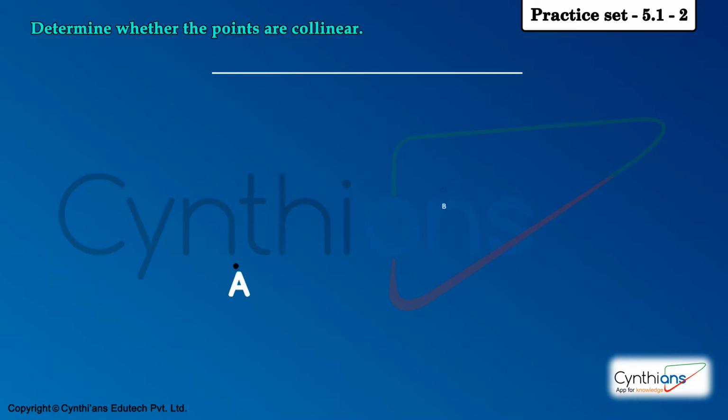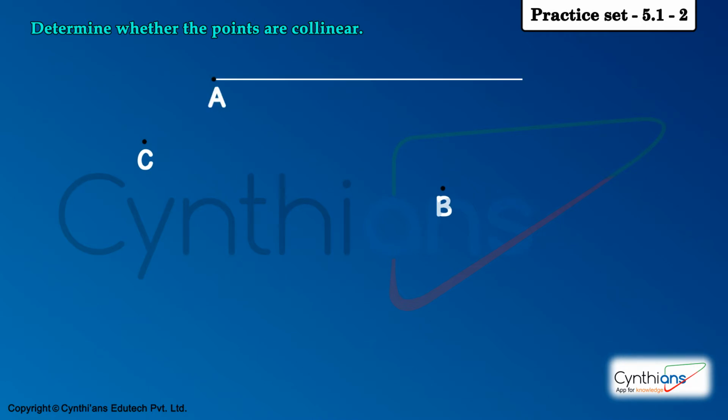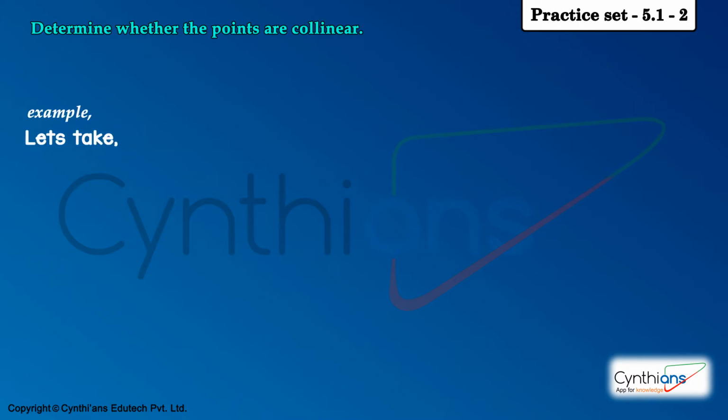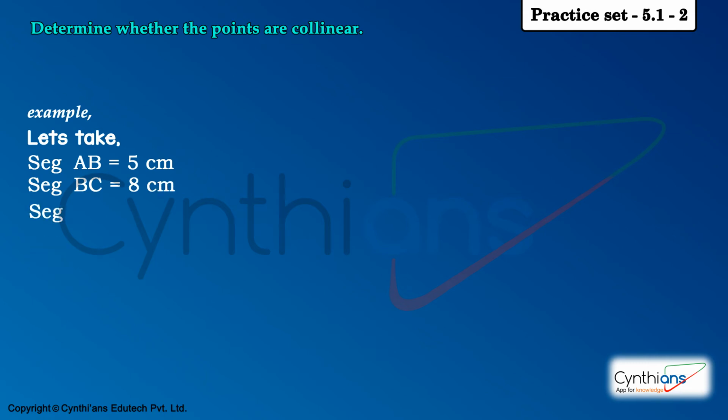Let's look at this example. Do you see this line? Good. Now if the points A, B and C are on a straight line, then we can say that the points are collinear. Let's take an example and you will understand it much better. Let's take segment AB as 5 centimeter, segment BC as 8 centimeter and segment AC as 13 centimeter and mark it as equation number 1, 2 and 3 respectively.